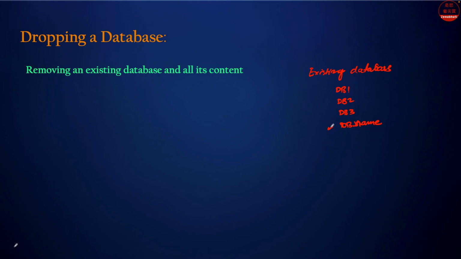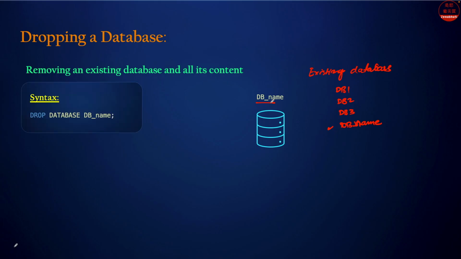Now you want to remove this database, right? How can you do that? Just say, this is our database that we want to remove, right? The syntax is here. You will write the drop keyword along with database, and after that you will write the database name that you want to remove. So very simple syntax.